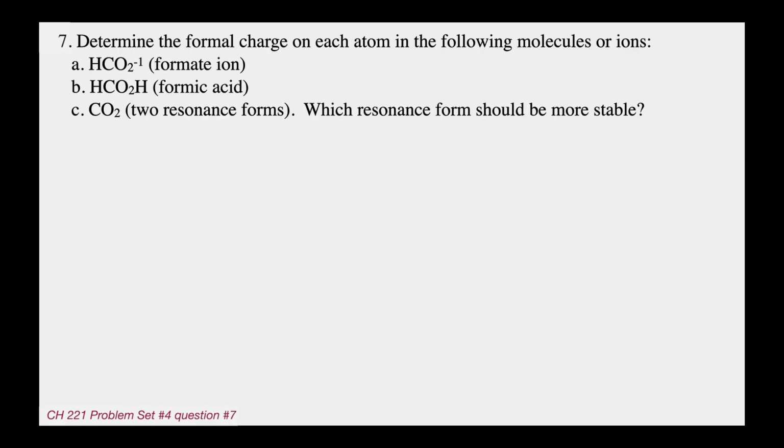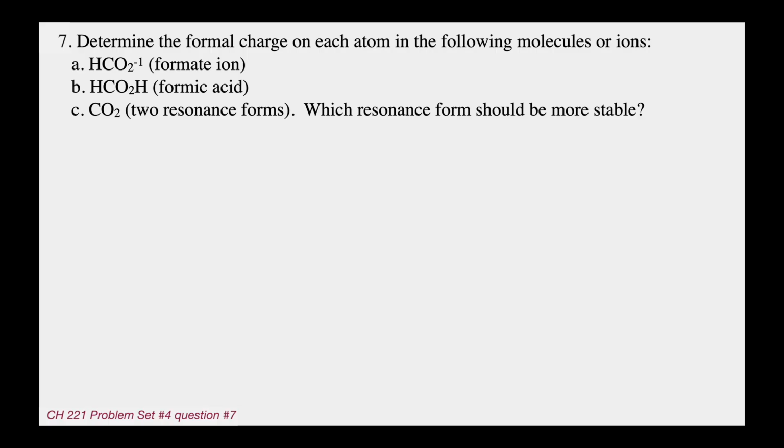Determine the formal charge on each atom of the following molecules or ions, and we'll look at the formate ion, HCO2-1. We'll look at formic acid, which looks a lot like formate ion, hint, hint. And finally, we'll look at carbon dioxide. We'll look at 2 resonance forms, and we'll predict which resonance form will be more stable.